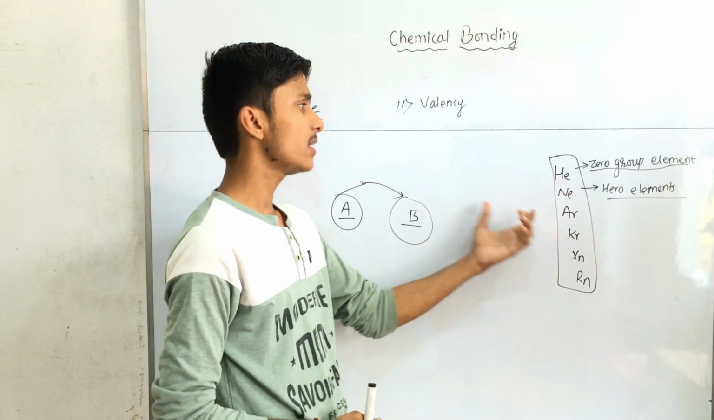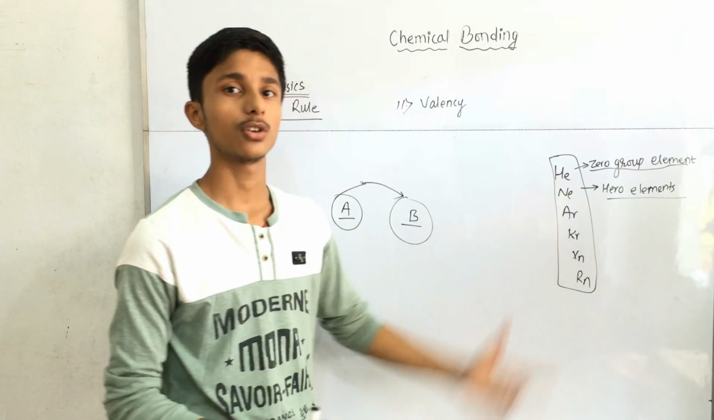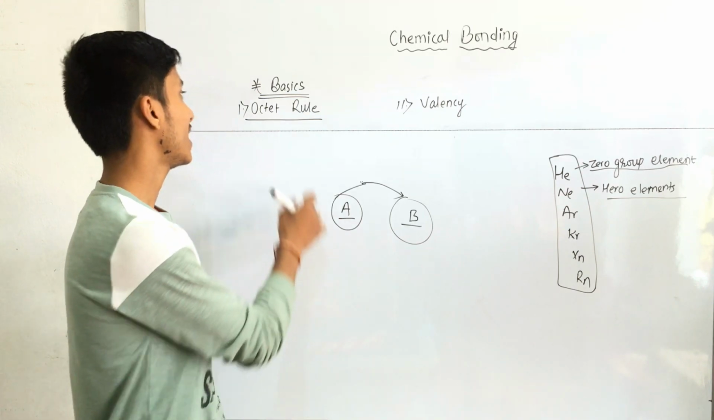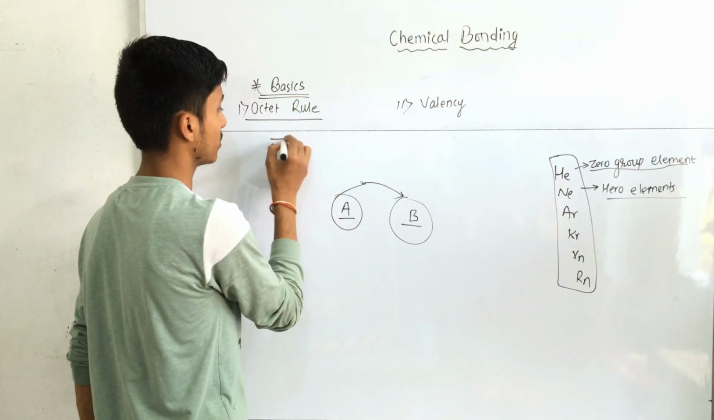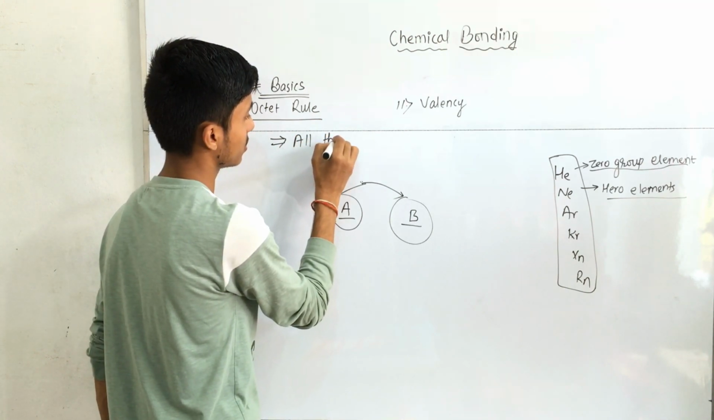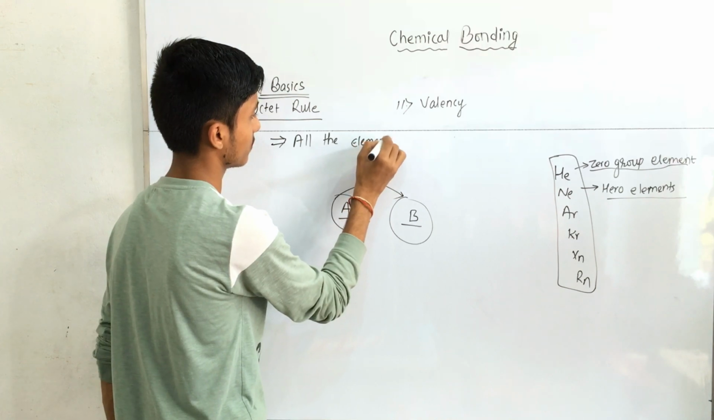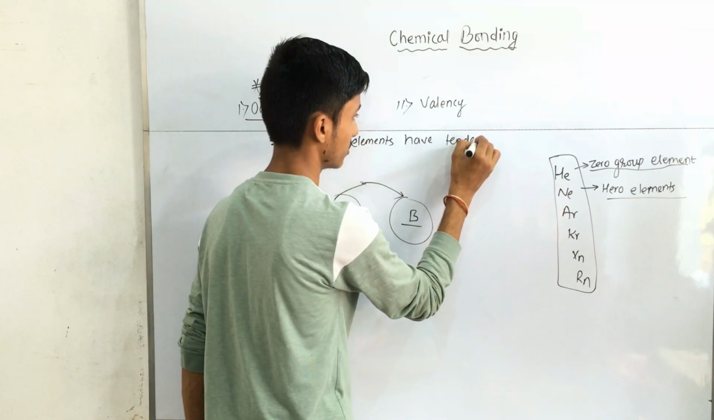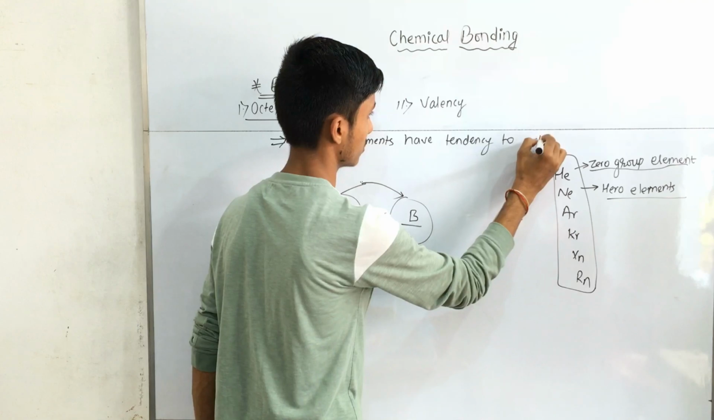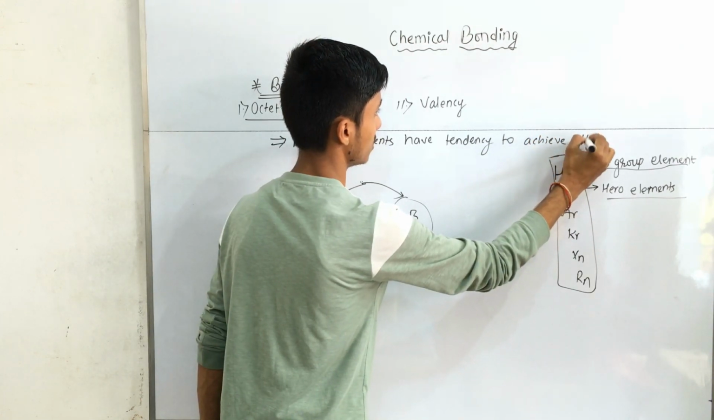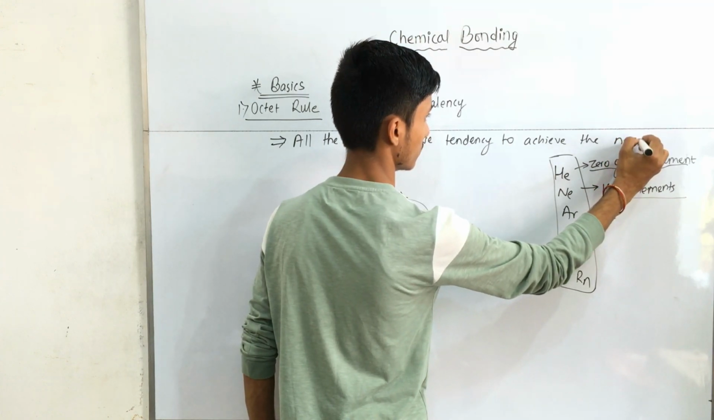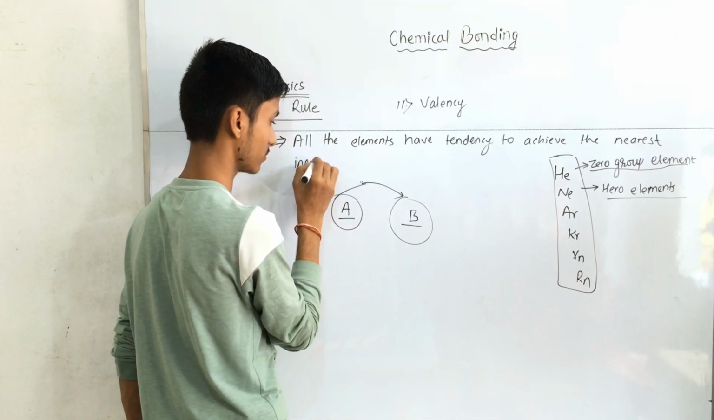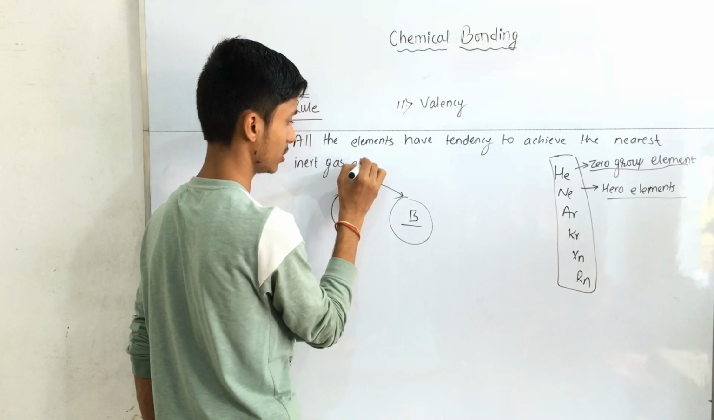Neighboring stable element means neighboring inert gas element, hero element, because we know that inert gas elements are stable. So here we write the statement for the octet rule: all the elements have a tendency to achieve the nearest inert gas electronic configuration.